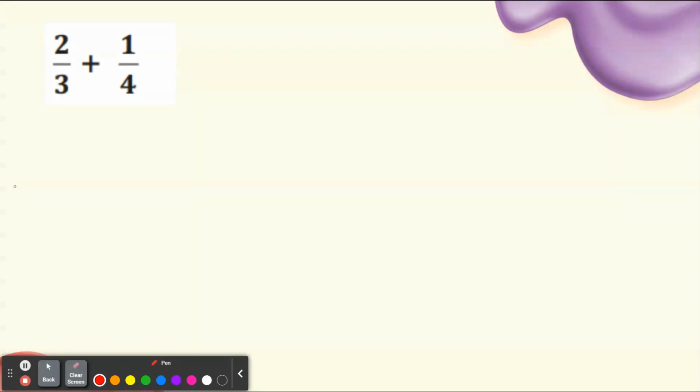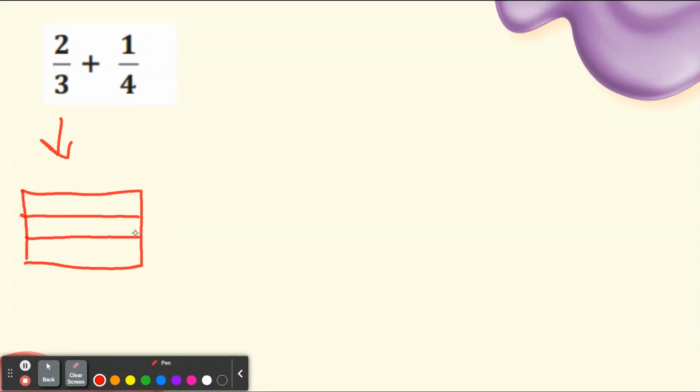2/3 plus 1/4. So if I have 2/3, what that is going to represent is, if I were to take a rectangle and I were to divide that into 3 pieces, right? And I have 2 of those pieces. That's going to be the numerator. The numerator tells us how many pieces we have to shade. So I have cut this whole into 3 pieces. I'm going to go ahead and shade 2 of those pieces.